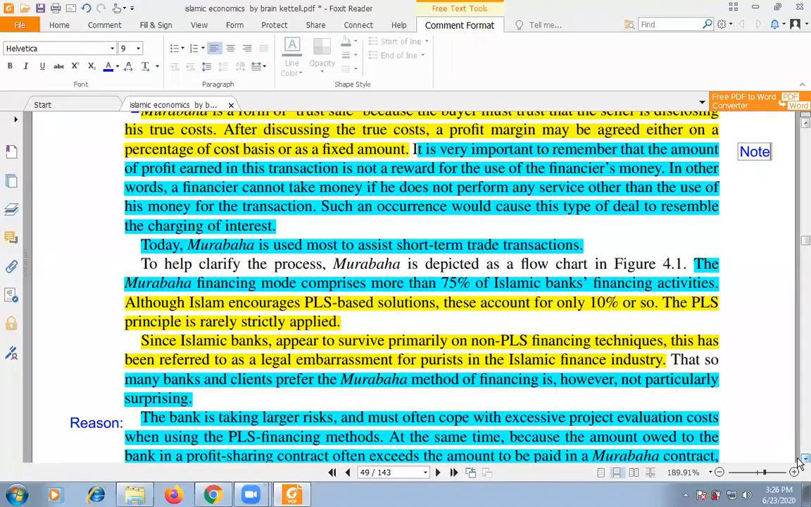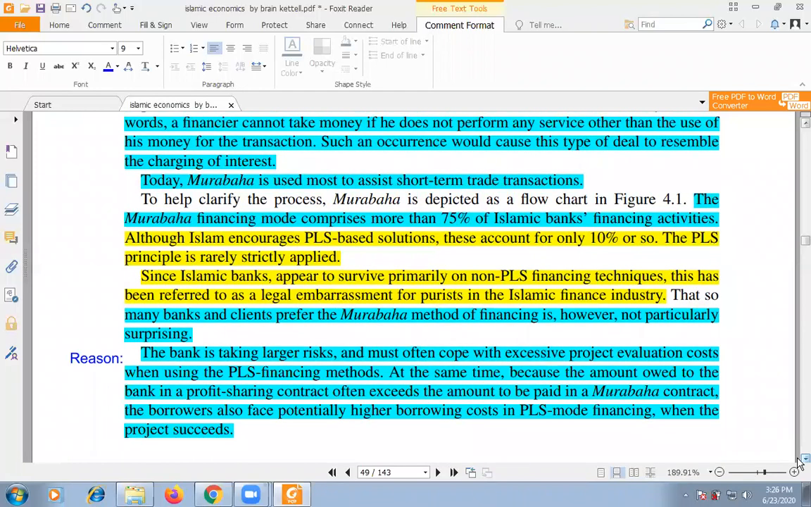The reason is that the bank is taking a large amount of risk in the case of profit loss sharing based solutions, profit loss sharing based investment activity, PLS based. So these kinds of investments carry a high amount of risk for the banks. Therefore, banks avoid such kinds of investments in actual terms. Many times we see that the amount owed to the bank in a profit sharing contract mostly exceeds the amount to be paid in a proper contract.